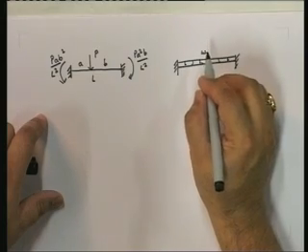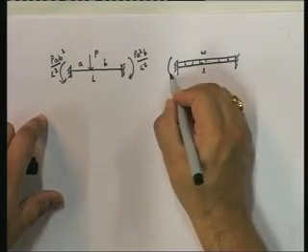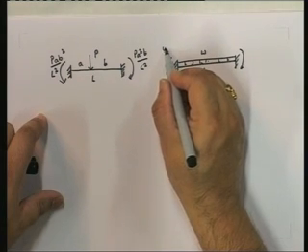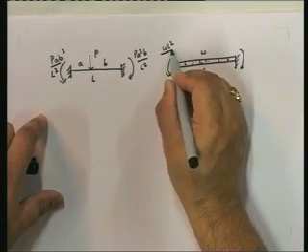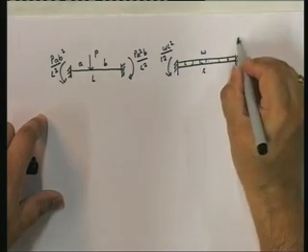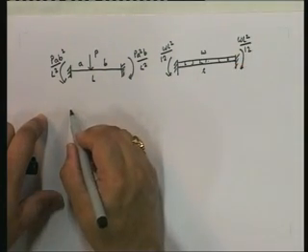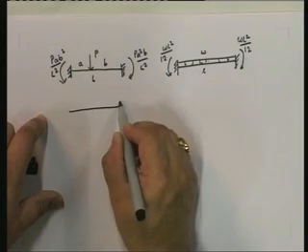UDL W over length L, this is equal to W L squared upon 12. This also I have done for you. Do some of the more interesting ones.